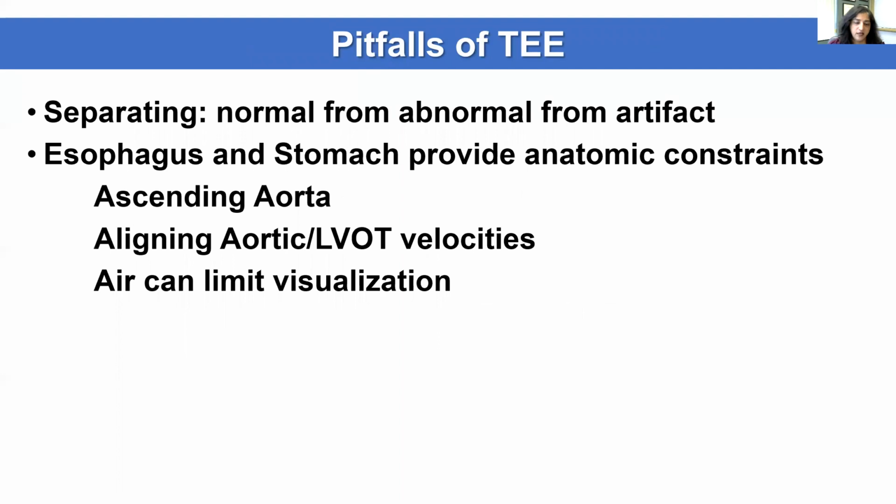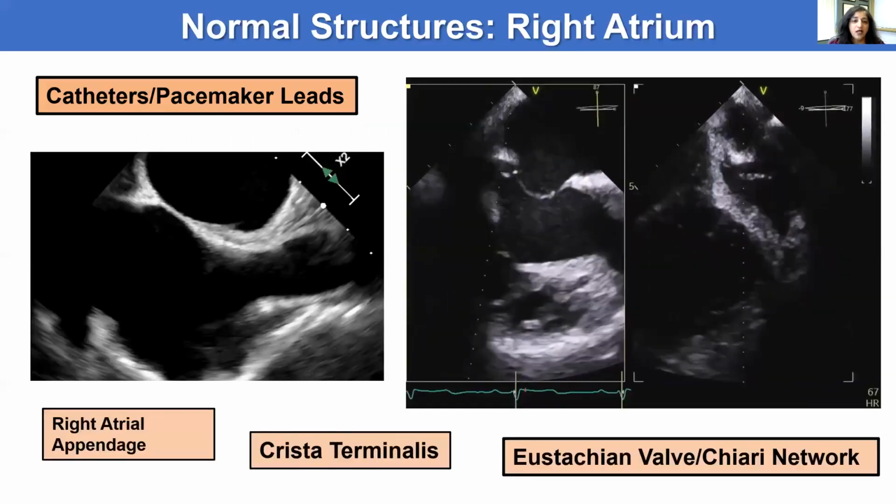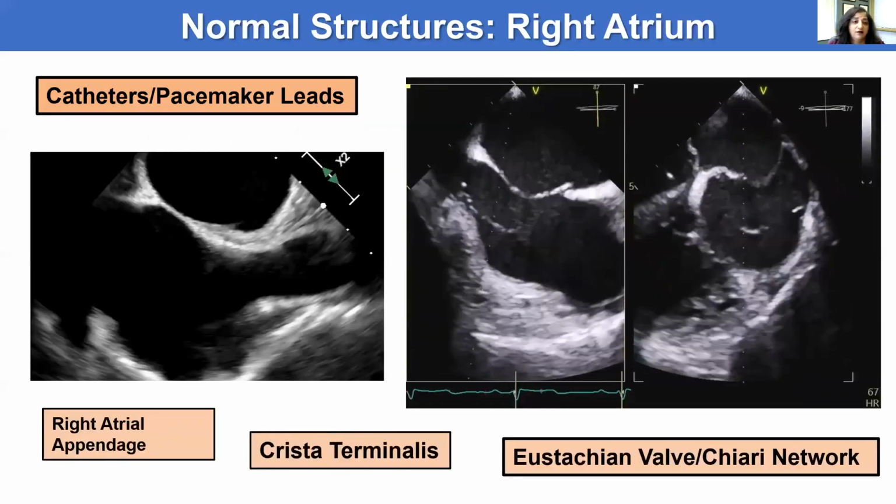The pitfalls of TE: you can expect questions on separating normal TE anatomy from abnormal TE anatomy from artifacts. And remember, the esophagus and the stomach provide some anatomic constraints. We talked about the ascending aorta. We talked about aligning aortic valve LVOT velocities, and air in the esophagus and the stomach can oftentimes limit image resolution. So these are just examples of normal structures in the right atrium.